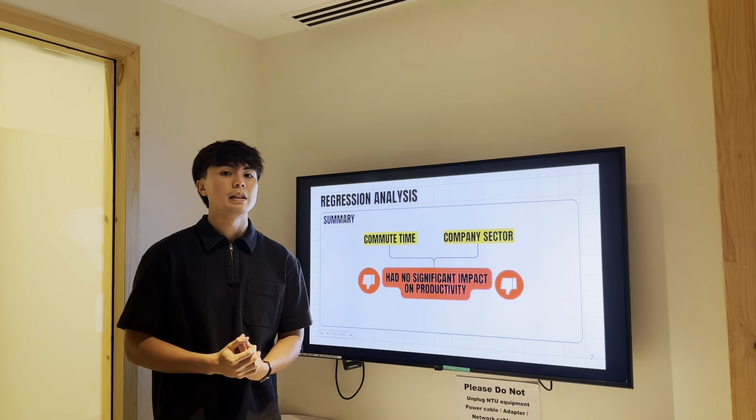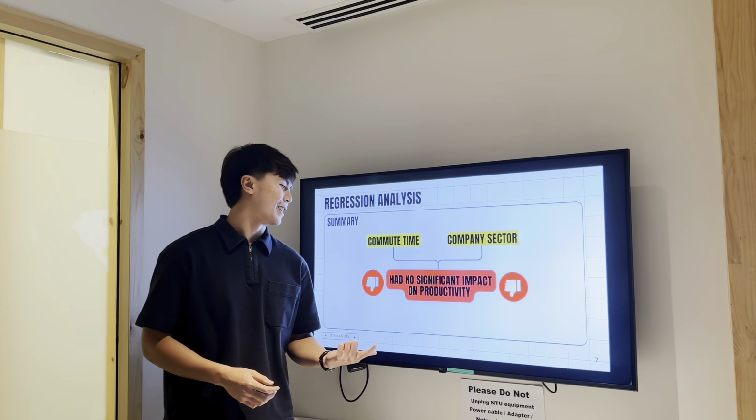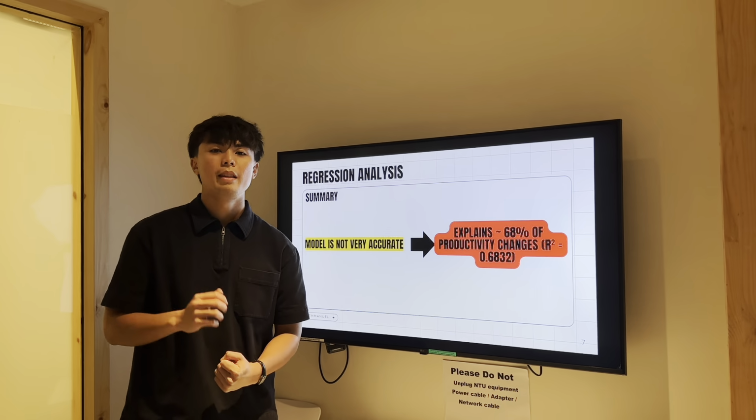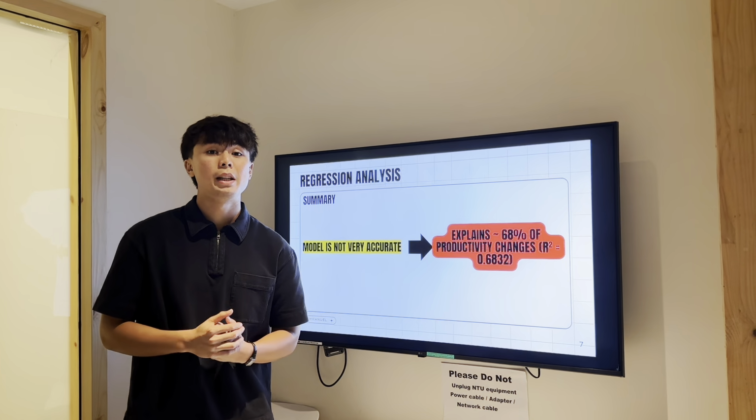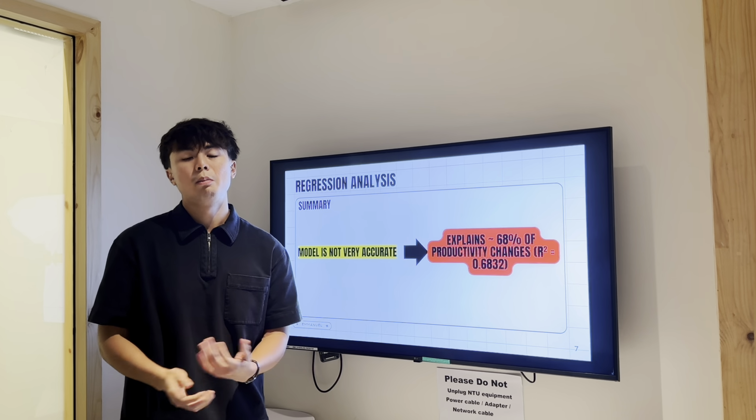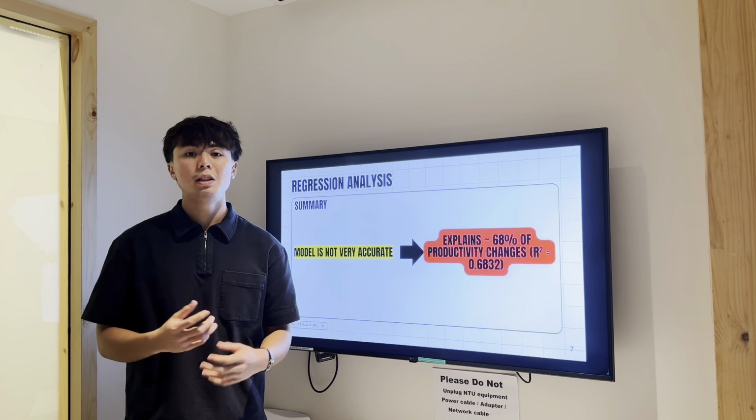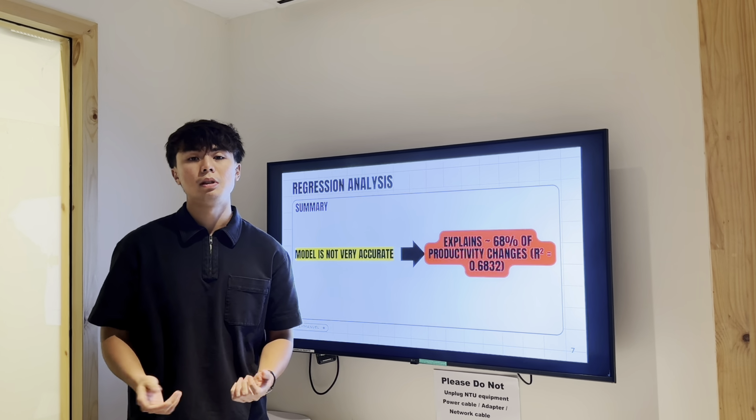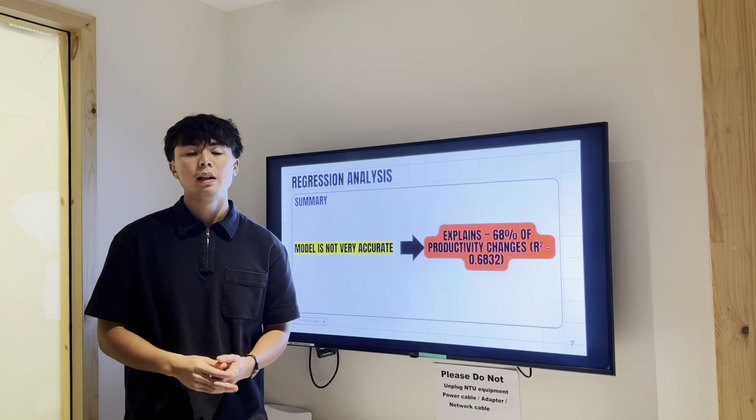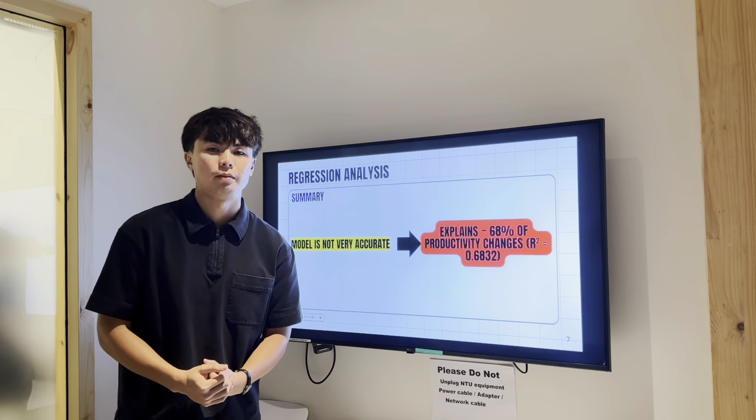However, not everything we tested was significant. Commuting time and company sector had no statistical significance on productivity. Our regression model currently explains 68% of the variation in productivity, which is solid, but there's still a lot of room to improve. To improve our model's accuracy, we suggest collecting additional variables like meeting load, managerial support, and distraction levels at home. This helps us capture more real-world drivers of productivity.